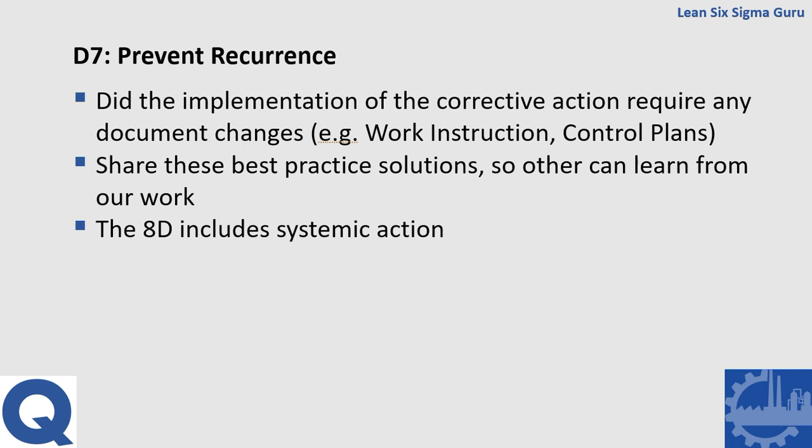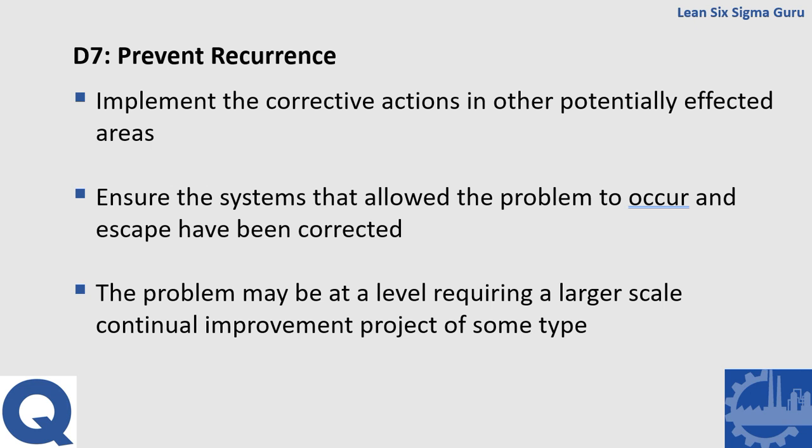So in D7, did the implementation of a corrective action require any document changes? Did we change a work instruction? Did we change a control plan? We might want to use that same kind of a change somewhere else and document it in our best practices. We share these best practice solutions so others can learn from our work, and the 8D needs to include those systemic actions, those things that we can do to help improve more than just a specific incident.